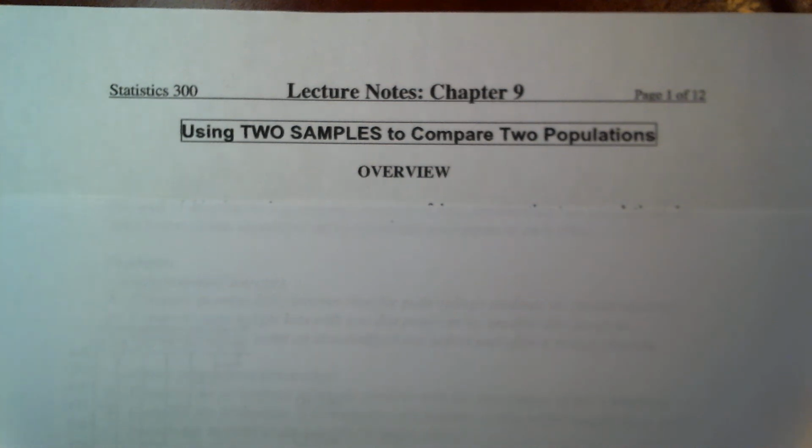This is the beginning of Chapter 9. In Chapter 8, which was about hypothesis testing, we were looking at characteristics from a population. In Chapter 9, this is about inferences from two samples. In other words, we'll be comparing characteristics from two populations.